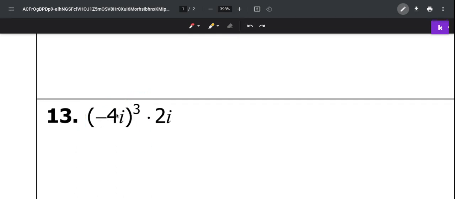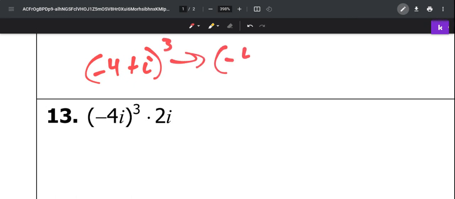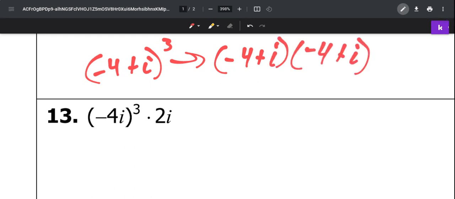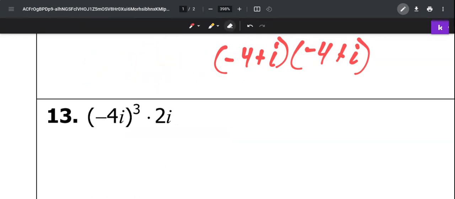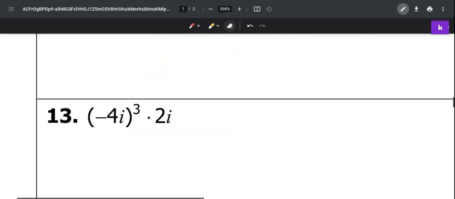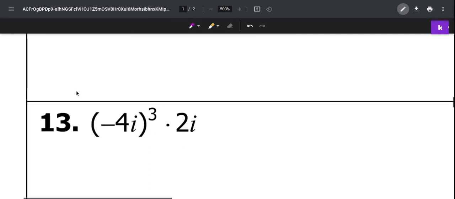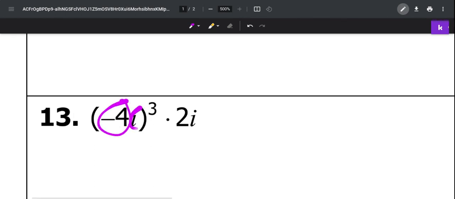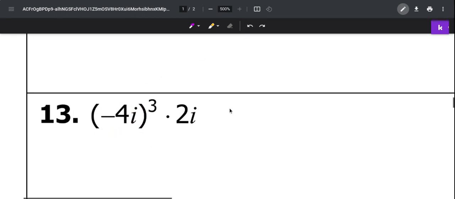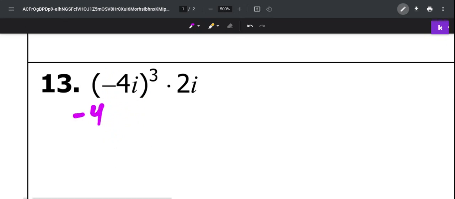So notice that this does not have a plus or a minus in between 4 and i. If it were to look like this, like -4 plus i, we would have to do this a totally different way. We would basically have to multiply this by itself 3 different times. But when there's no plus or minus, you don't care about that. So when there's no plus or minus, you can take this exponent 3 and you can just apply it to this -4 and i. Okay? So technically this would look like this. -4 to the third times i to the third.